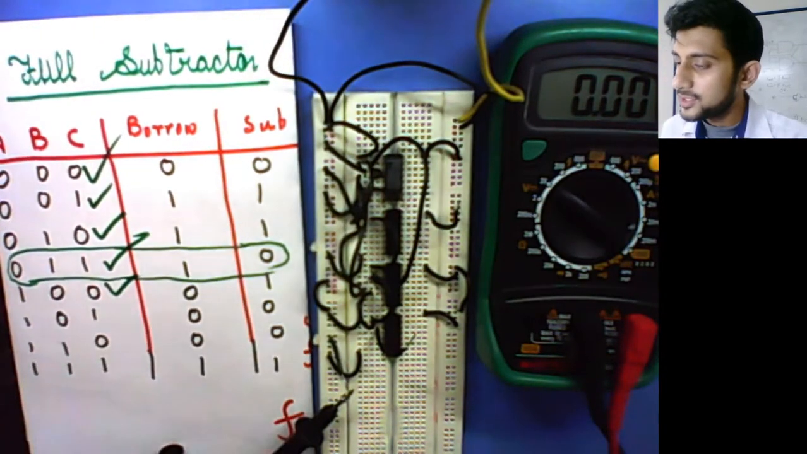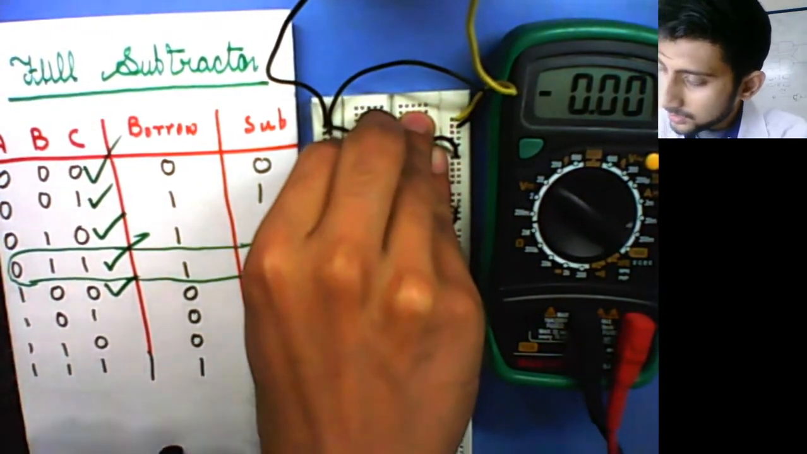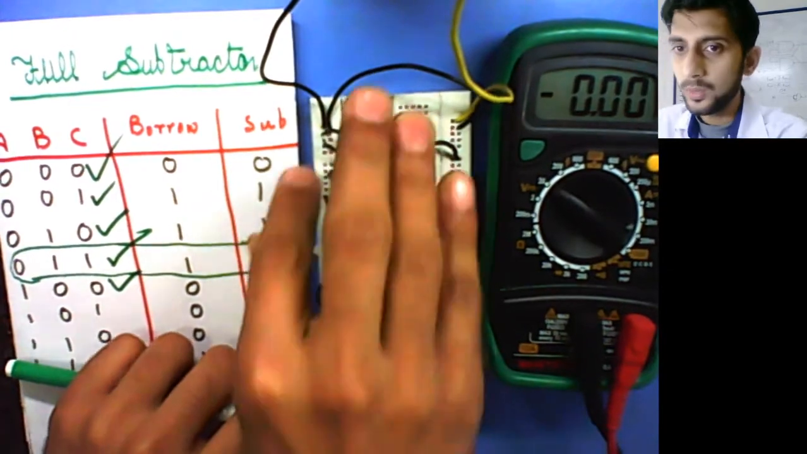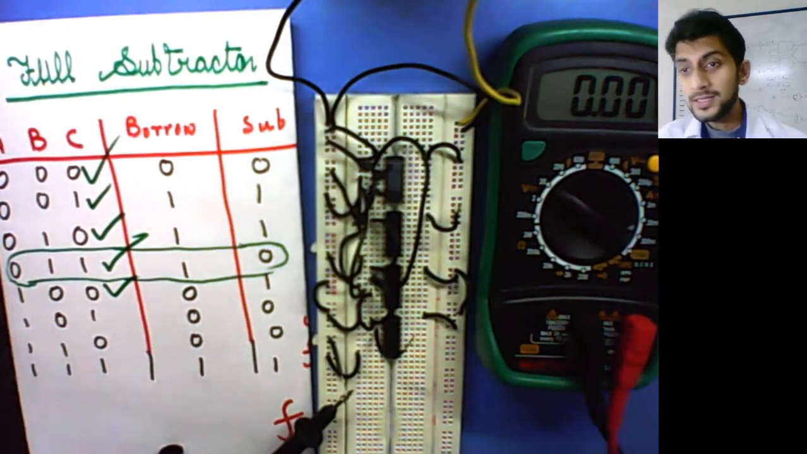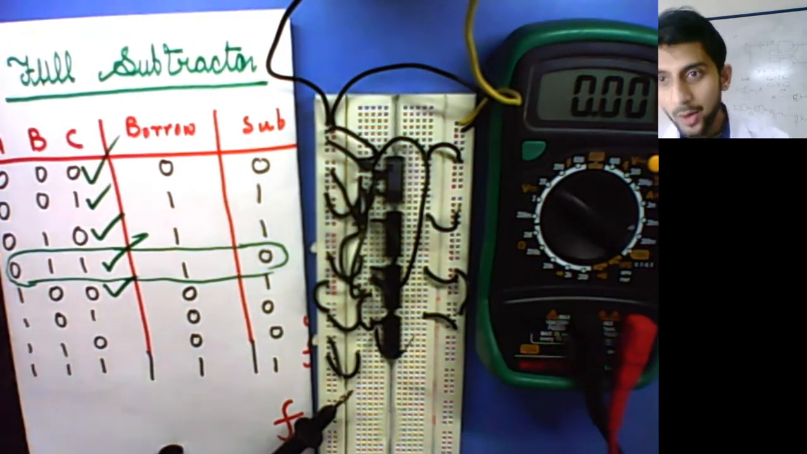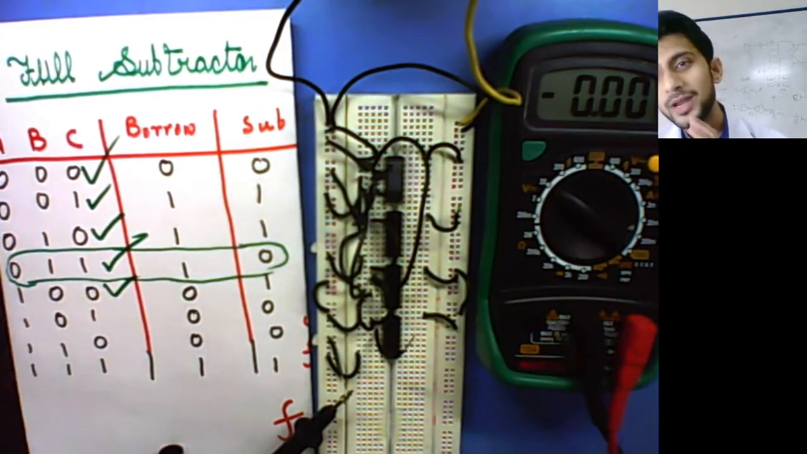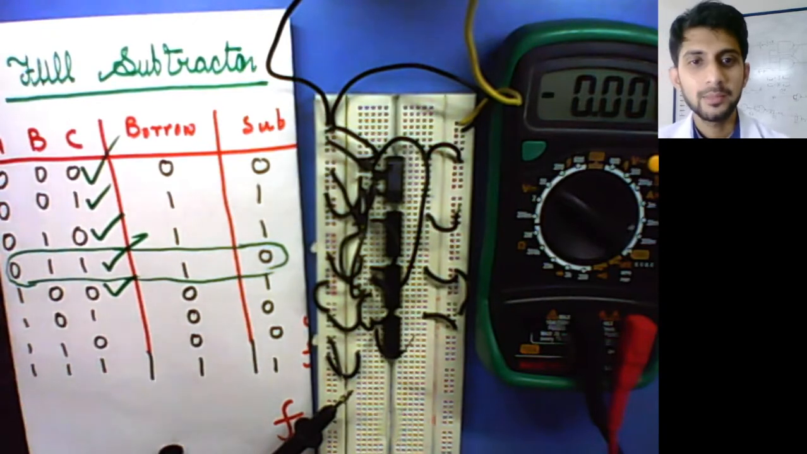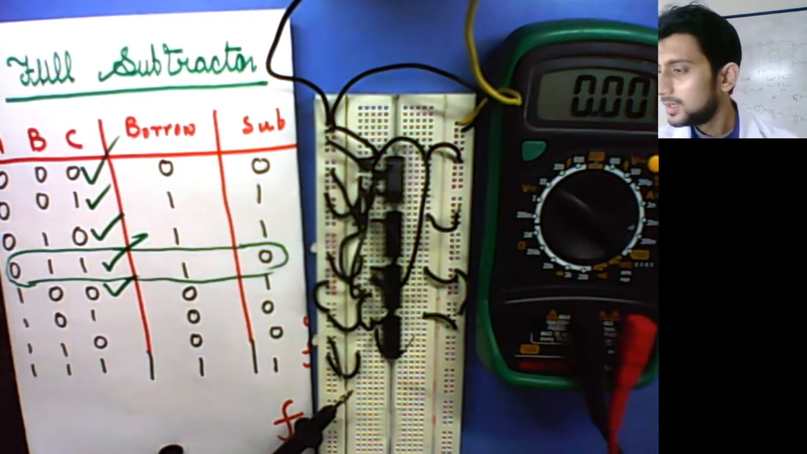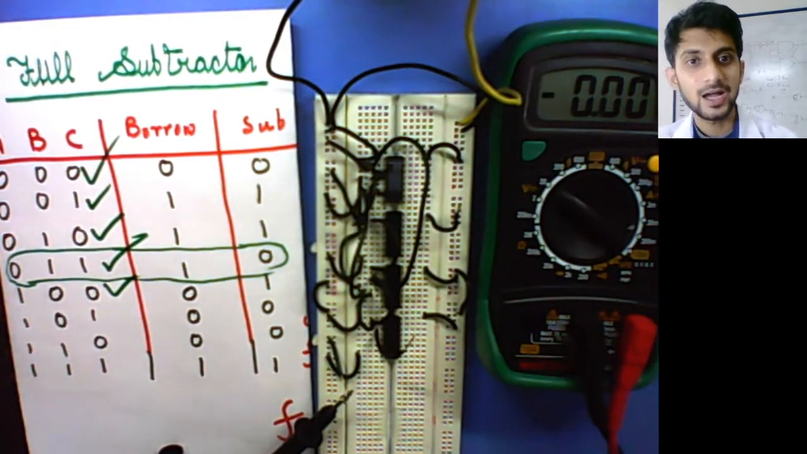Now I have to give 101. In case even one of the 8 outputs is wrong, it means your circuit is wrong. That's why we have to verify all 8, and that's why I'm including it. You can increase the speed of the video or skip a few parts. But if even one output comes out wrong, then we have to check where the circuit went wrong.